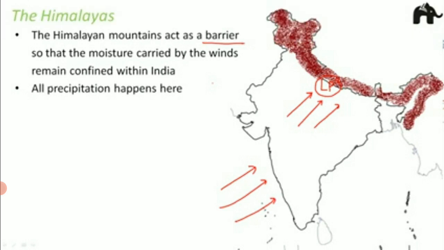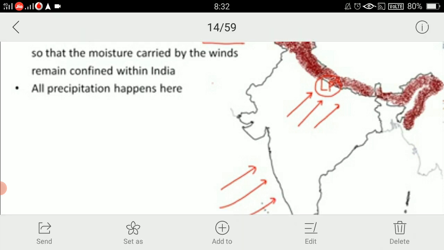Fine. So for today we have done only till the movement of the westerly jet stream to the north of the Himalayas, and the presence of the tropical easterly jet stream over the Indian peninsula. Fine. So this is the end of the topic.